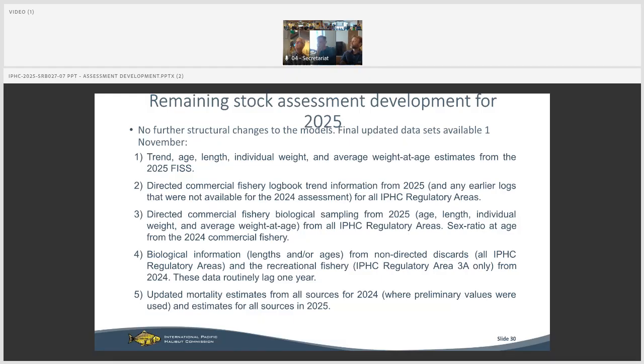New survey information, new fishery information, biological sampling, and then mortality estimates. And those all get updated and added to the model, and then that's it for this year. That's this year's stock assessment model. No further changes to the assessment structure itself.